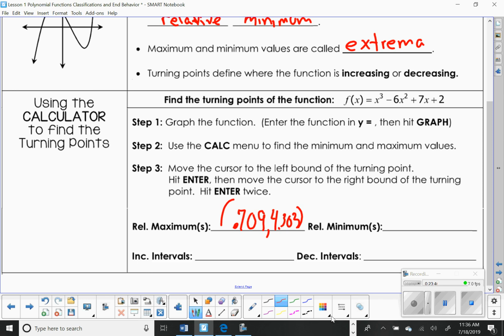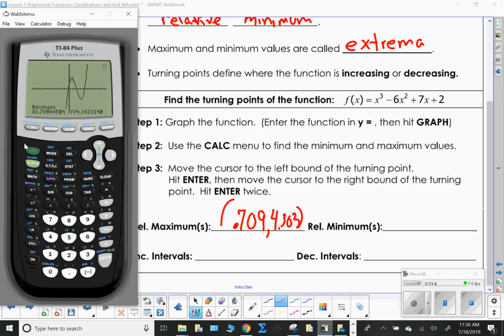My relative minimum I'm going to find in a similar fashion. I'm going to do second trace, which will get me to the calc menu. Then I'm going to come down here to minimum, and I'm going to press enter. Now I'm going to move the cursor so it's a little closer. Here it's to the left of the minimum that I want. I press enter, and I'm going to make it go to the right and press enter. And then guess is just press enter again. And this is 3.29 and negative 4.303.